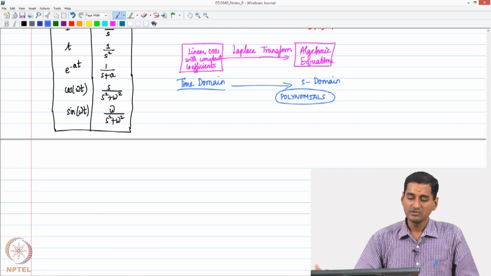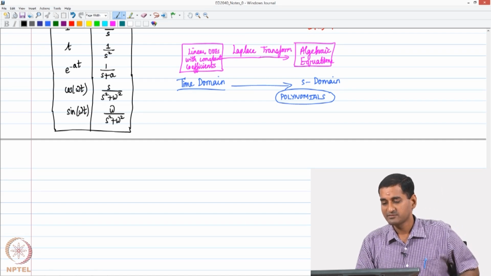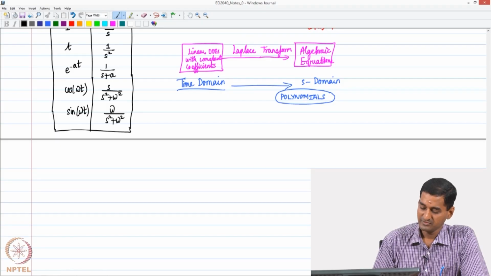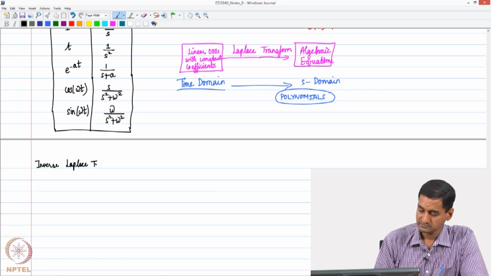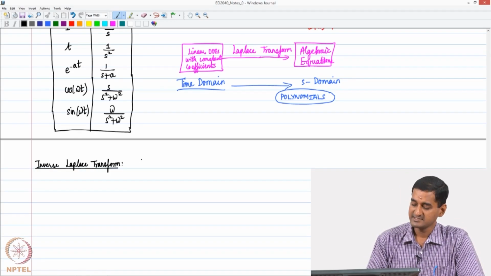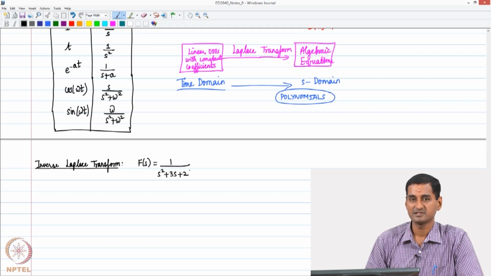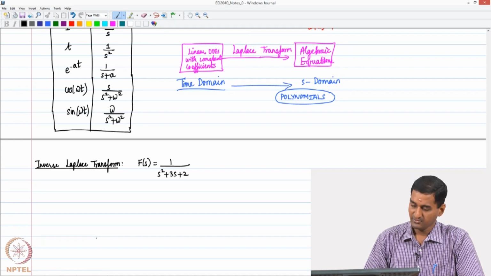Okay, so a couple more concepts in Laplace transform that we would recap is how to take the inverse Laplace transform, right. How do we take the inverse Laplace transform? Suppose let us say I am given a Laplace transform function F of s equal to 1 by s squared plus 3s plus 2. Let us say I have this Laplace transform, right. So then what happens?